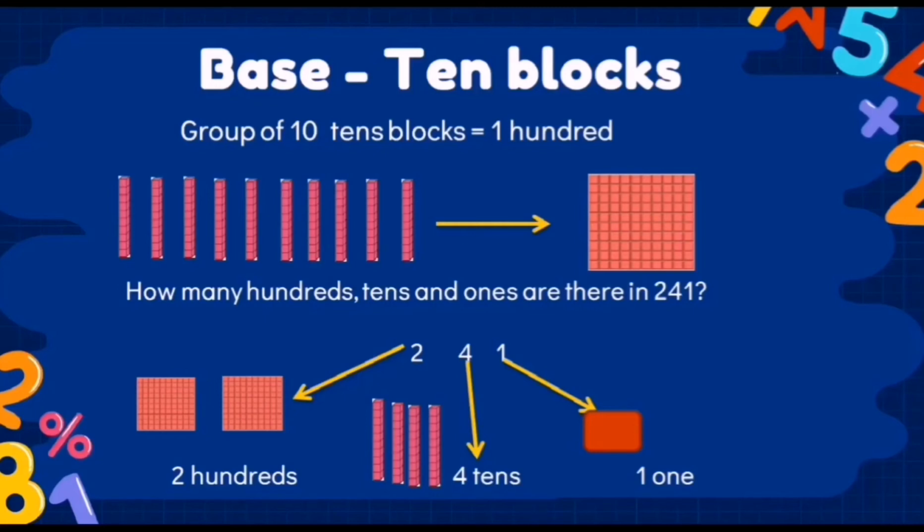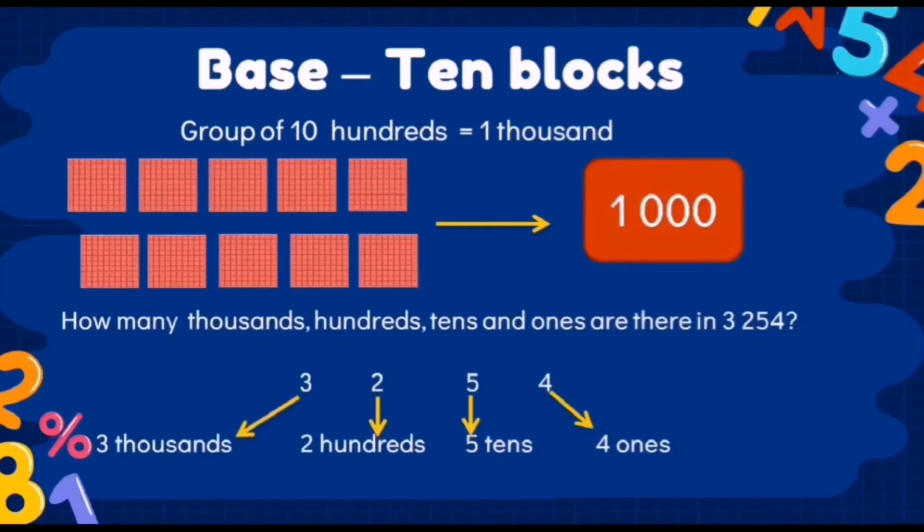Moving forward to the next slide, you can see here 10 hundreds blocks that make 1000. So you can find out the 1000 place value by using these base 10 blocks. So how many thousands, hundreds, tens and ones are there in 3254? So you can see there are 4 ones, 5 tens, 2 hundreds and 3 thousands in this number.